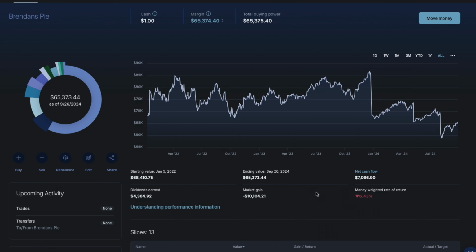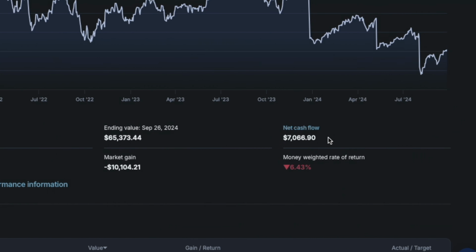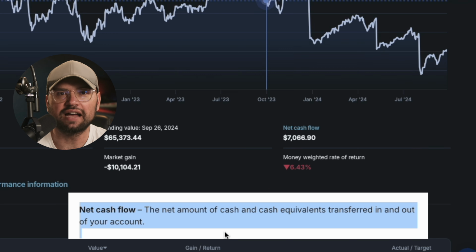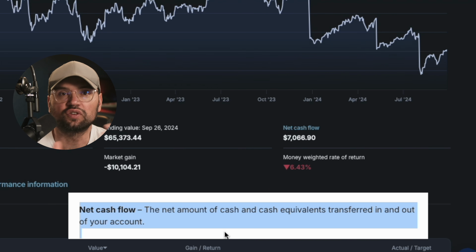One more thing that's kind of strange whenever you're looking at the M1 Finance overall view of your performance, there's this term called net cash flow. And at first I was like, what does that even mean? Why are they putting that in here? Because that just doesn't seem sensical in terms of what I want to see whenever I'm looking at my investment account. And by definition, net cash flow is just the amount of cash and cash equivalents that are transferred in and out of your account.